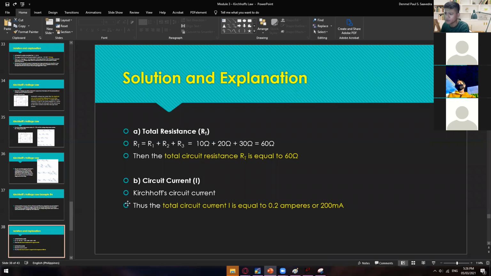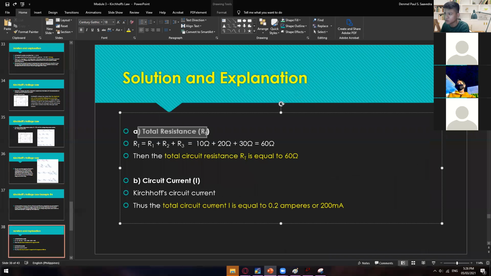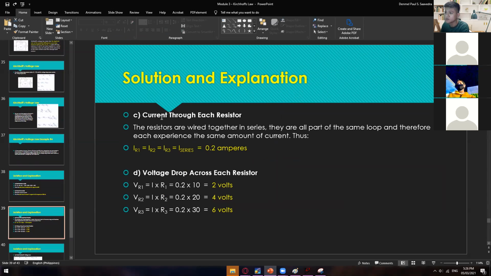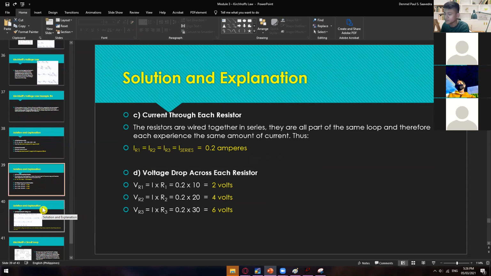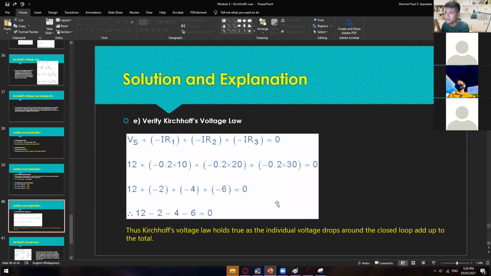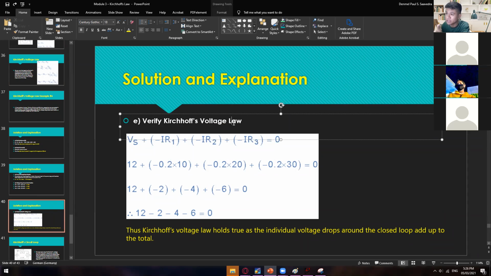And here's the solution anyway. The solution for letter A is the total resistance, then the solution for letter B, and letter C, the current through each resistor, and then the voltage drop across each resistor. I would like you to answer this one on your own since we do not have enough time anymore. And then here's letter E, which is the verification using Kirchhoff's voltage law. So I guess this one is just a checking.